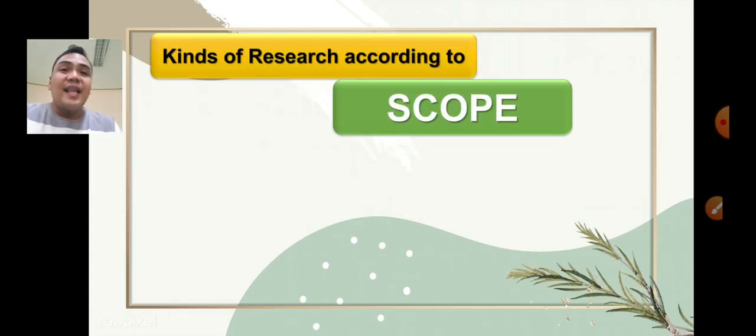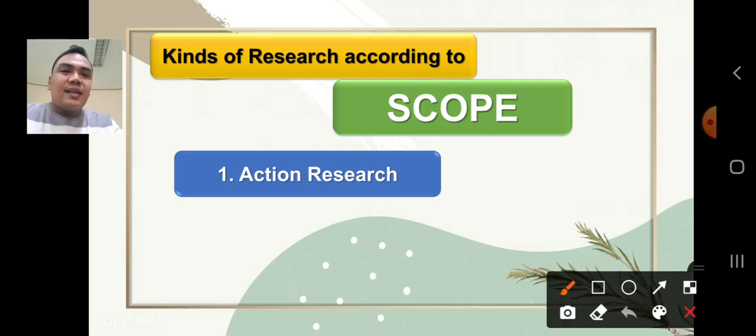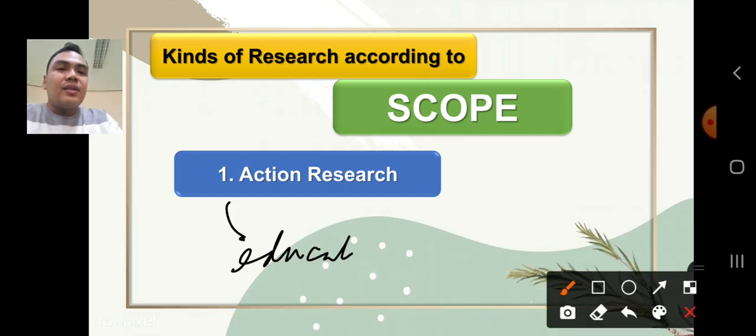And did you know that we have only one example under this classification? So this kind of research according to scope, we have an example which is action research. Action research nowadays is very common in the field of education. Teachers, school heads, principals, even supervisors and superintendents, they are required to conduct an action research. So usually, this kind of research is conducted in the field of education nowadays.